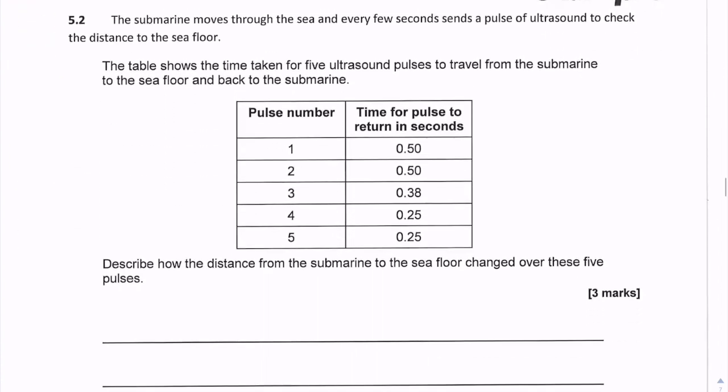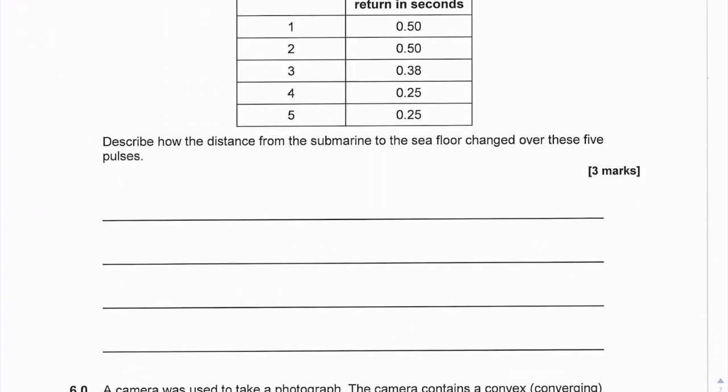Okay, next question. Now, most of you didn't really look at how much you had to write here. It's a 3-mark question, so you ask yourself, well, I can't just say one thing, which is that the distance reduces. You had to do something a little bit more. The important thing was to realize that for pulse 1 and pulse 2, the time stays the same. So we've got to describe what's going on within this part of the journey. Then we want to talk about the fact that the time definitely has reduced.